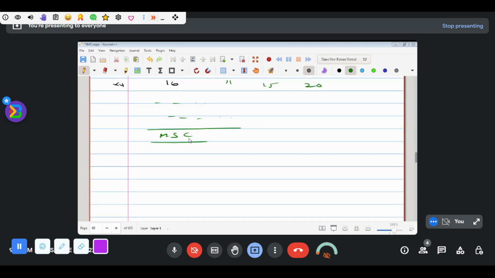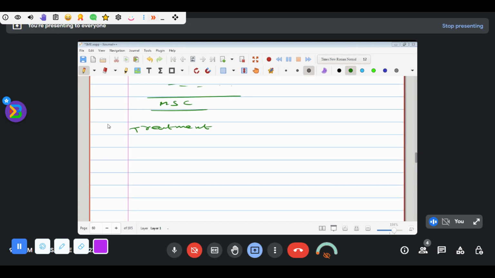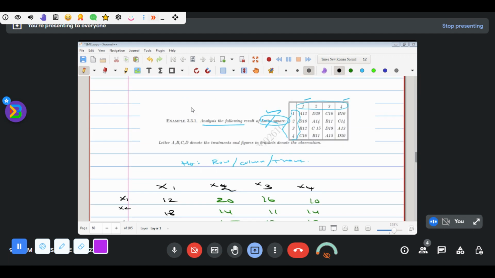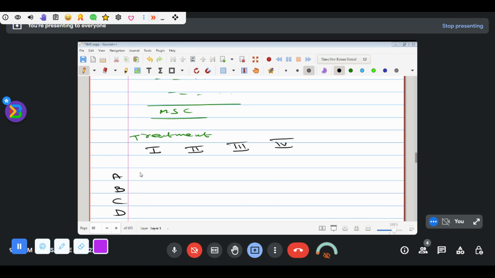Once you have completed up to MSE, you form another table, called the treatment table. You write first column, second column, third column, fourth column, with the corresponding treatments A, B, C, D. What is the corresponding A value? The first A value is 12. Now we want to arrange the new table.